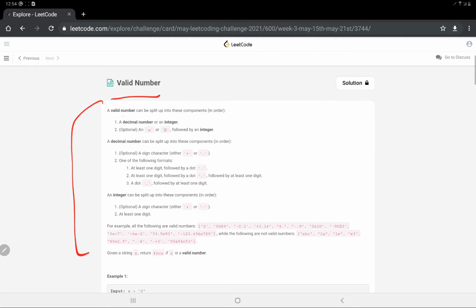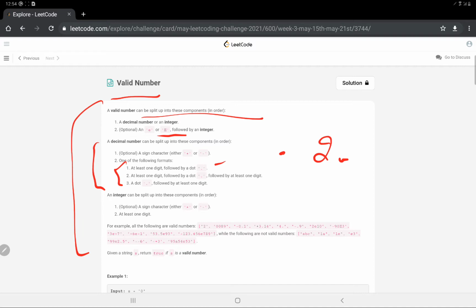It can be split up into these components: a decimal number or an integer, followed optionally by an e followed by an integer. For decimal numbers, it could have either a plus or minus sign, or a dot for the decimal. These are the rules given: at least one digit, and the dot cannot be in the beginning on its own.